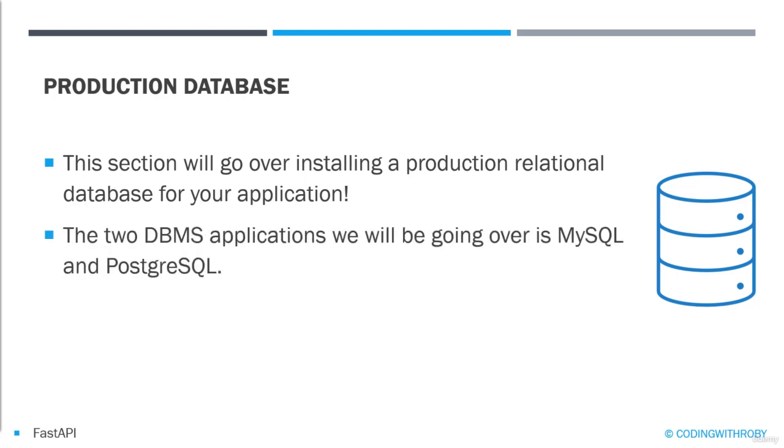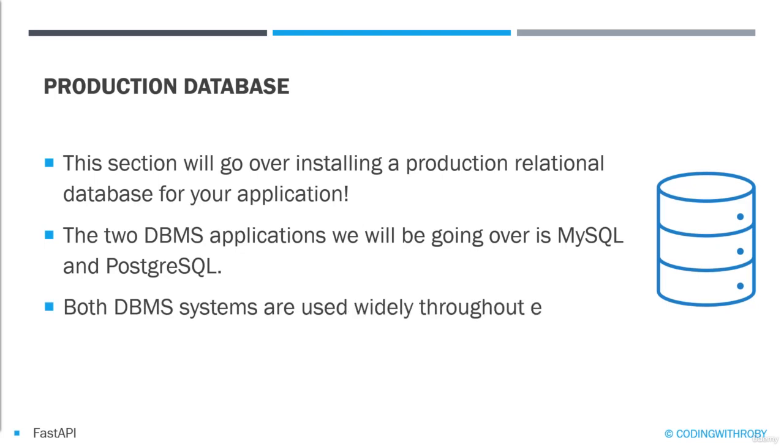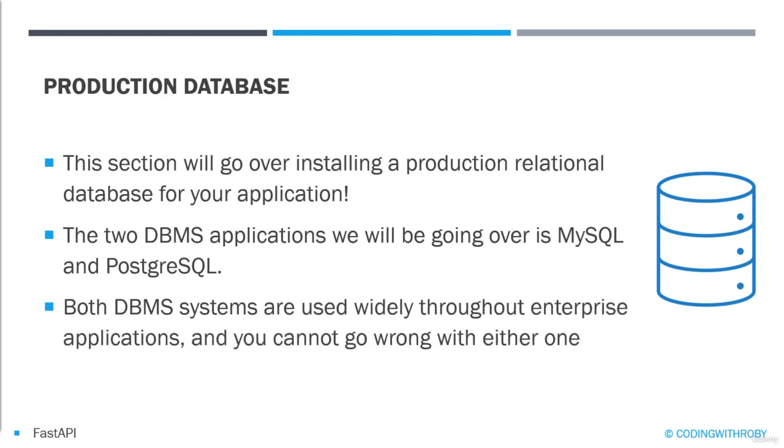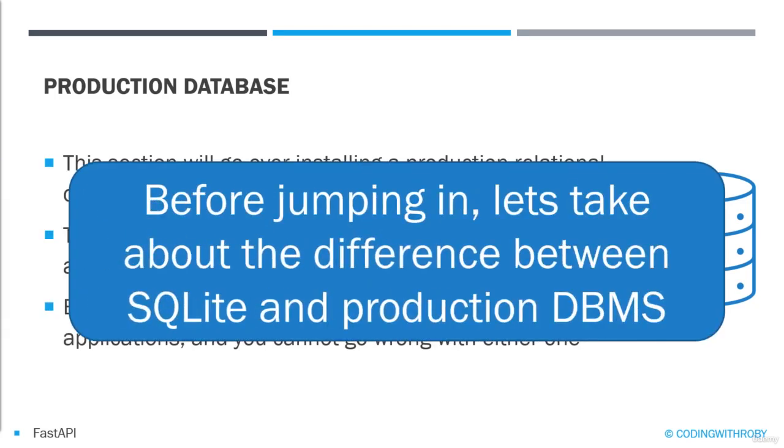The two DBMS, also known as database management systems, we're going to be going over in this series include MySQL and PostgreSQL. Both database management systems are used widely throughout enterprise applications, and really with either DBMS, you cannot go wrong. But before we jump in discussing the two different types of DBMS systems, let's take a minute to discuss the difference between SQLite and a production DBMS.